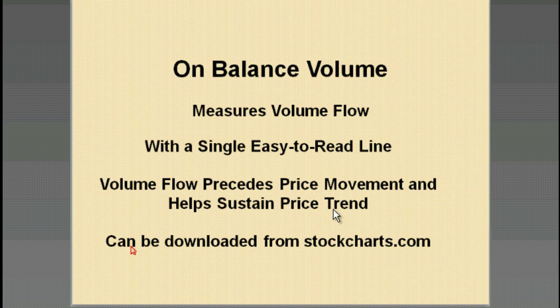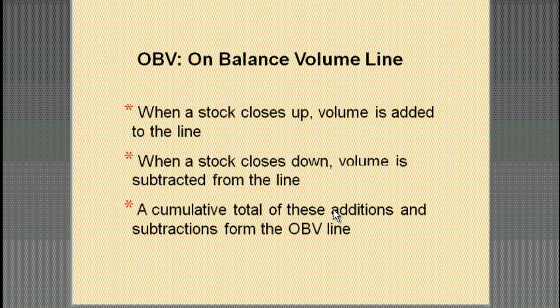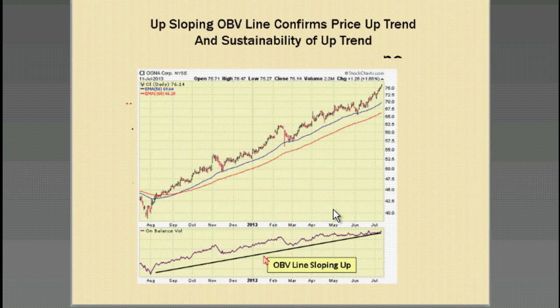So we want to look at the on-balance volume for a stock if we're thinking of buying a call option. And the on-balance volume can be downloaded from stockcharts.com also. The way it's calculated is when a stock closes up, volume is added to the line, and when a stock closes down, volume is subtracted from the line. So a cumulative total of these additions and subtractions form the OBV line. Here's an example of it.